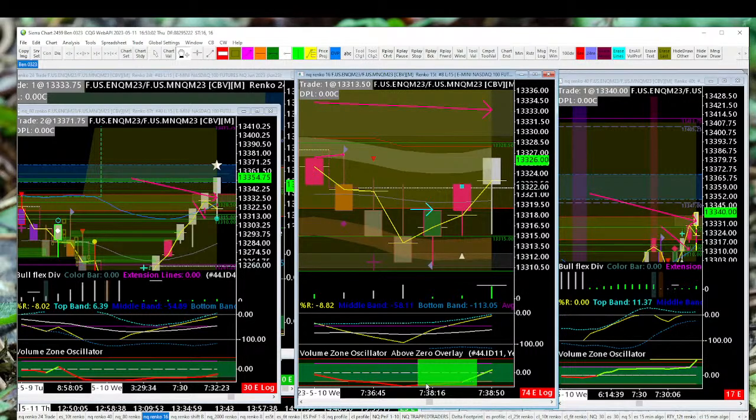On the smaller one, I know I've got the green here, which is looking at a different time frame, but here the volume zone oscillator is clearly rising, at about a 45-degree angle.